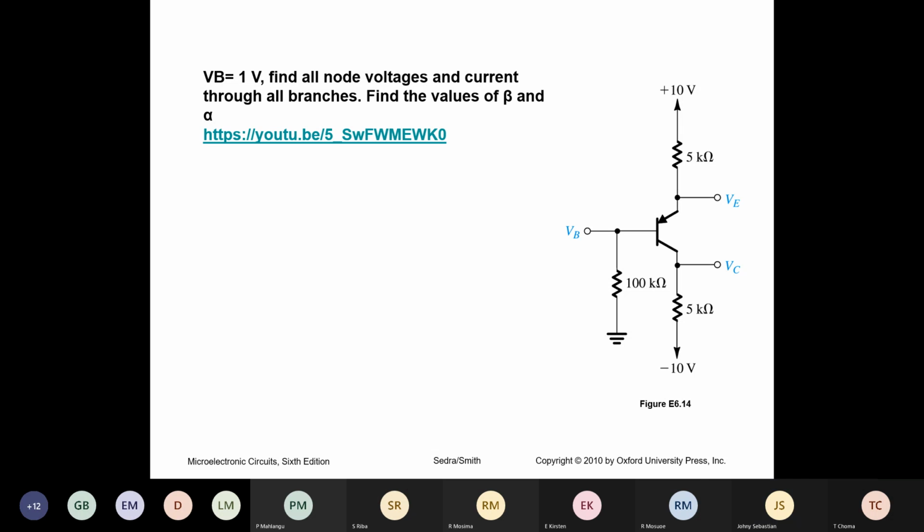Now, look at that 5 kilo ohm resistance. One end of the 5 kilo ohm resistance will have 10 volt. Can you see it? The other end of the 5 kilo ohm resistance has 1.7 volt. Now calculate the emitter current.